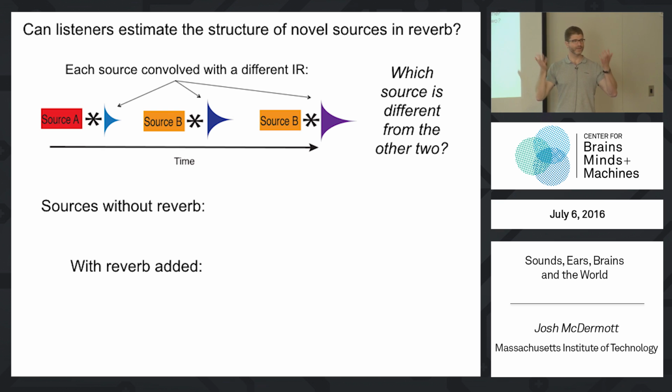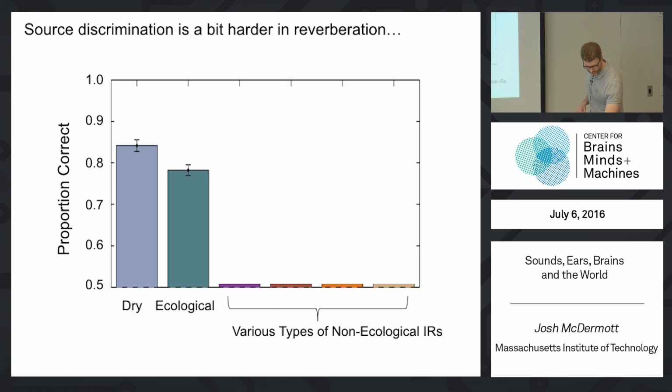People were told that these things are going to be heard in reverberant conditions. These are random synthetic sources. This is what they sound like without reverb or with the room reverb. You can probably tell the first one was different from the other 2. So they're like random signals. All right, and here are the results.